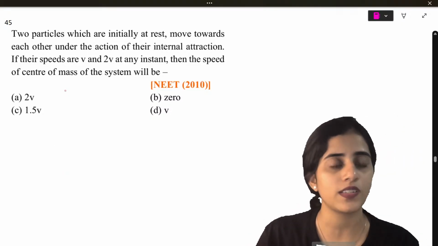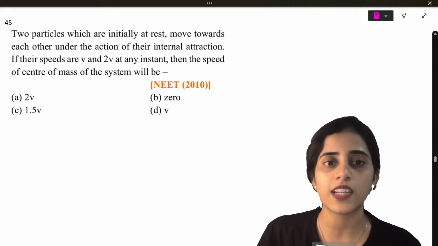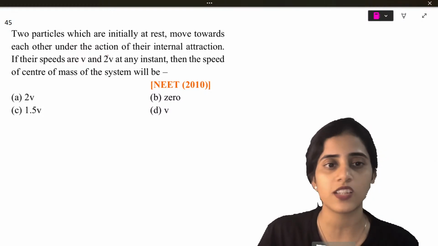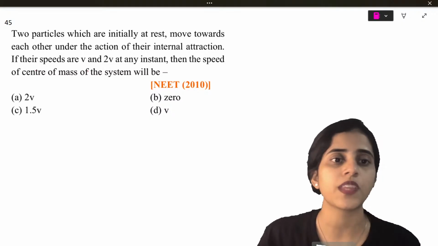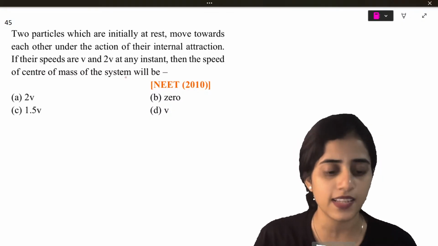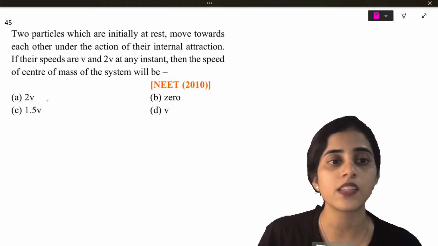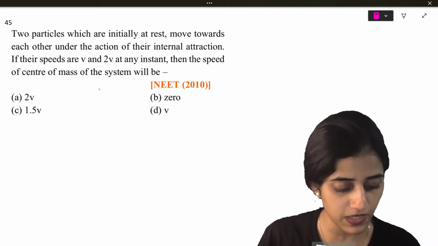Okay, next question. Two particles which are initially at rest move towards each other under the action of their internal attraction. If their speeds are v and 2v at any instant, then the speed of the center of mass of the system will be.